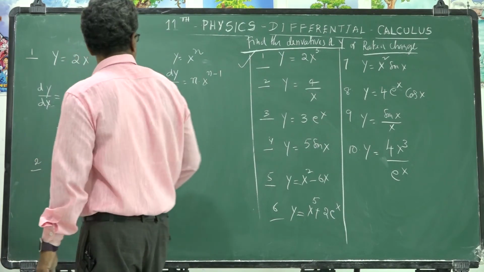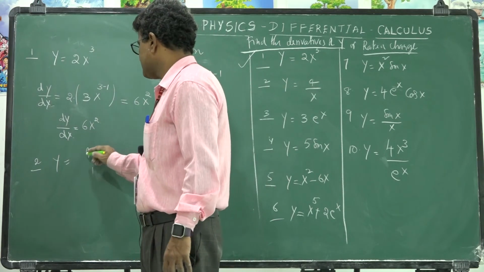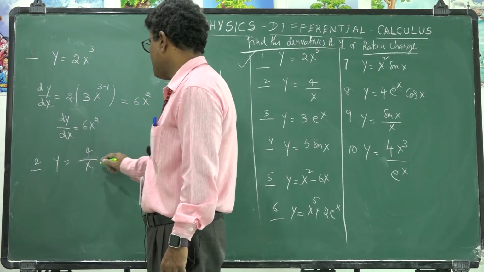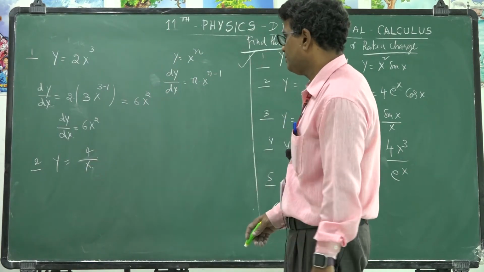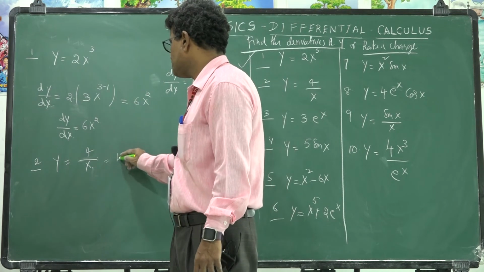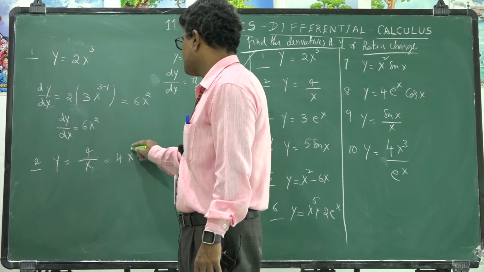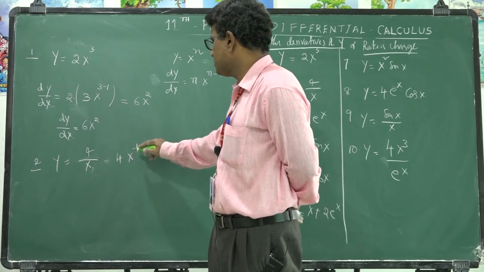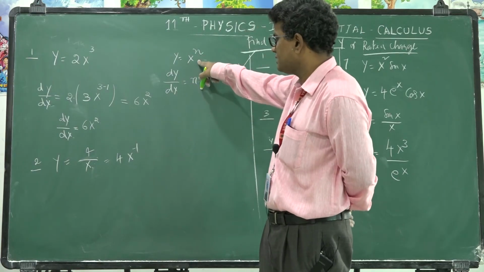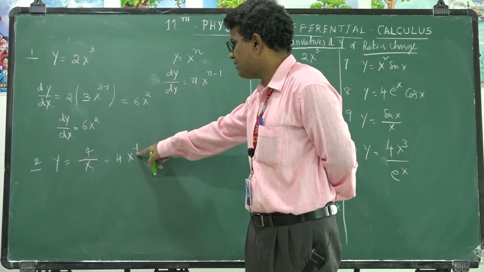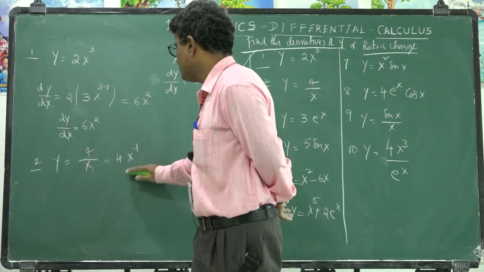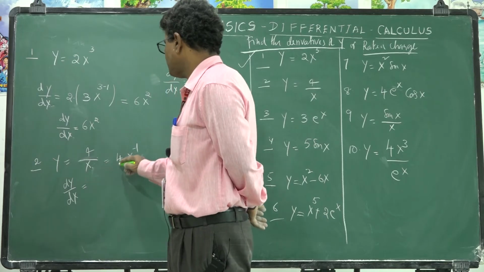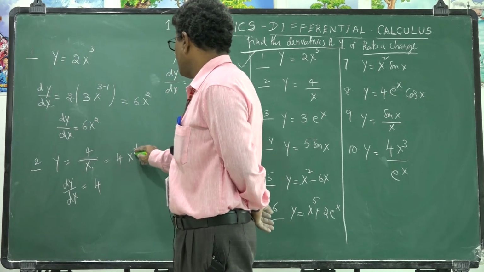What is the second one? y is equal to 4 by x. This is 4 by x. 4 is a constant. You can write this as x to the power minus 1. I bring this x to the numerator, then it becomes x to the power minus 1. Here I am using again this formula. Here n is minus 1. So I am using the derivative: dy by dx is 4 times x to the power n.